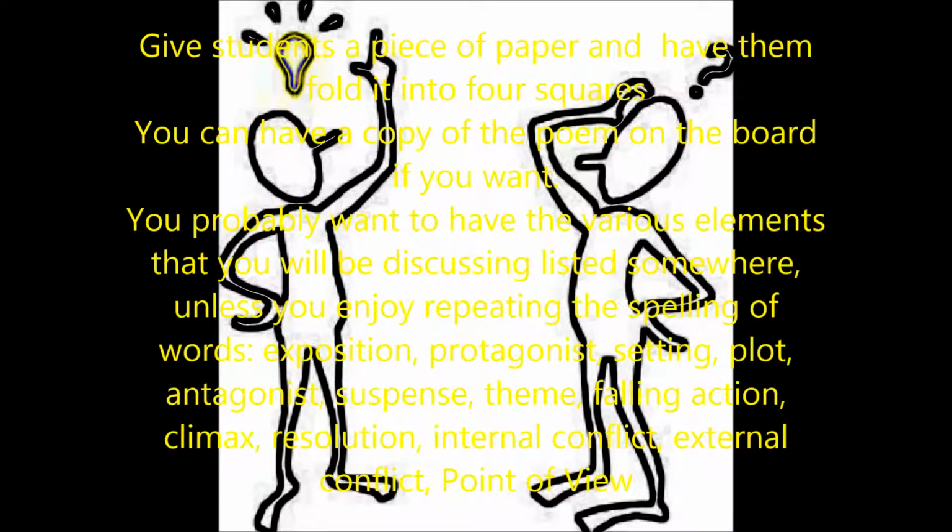The best thing to do first off, though, is make sure you give them a piece of paper, have them divided into fours, and then all you want to do is make sure you write down the different elements of a short story, unless you really enjoy spelling words repeatedly. It's not one of my favorite things to do. So I always write down words like exposition, heading, resolution, theme, plot, antagonist, protagonist, climax, internal conflict, external conflict, theme, the basic words that you have in short stories and any other piece of work.